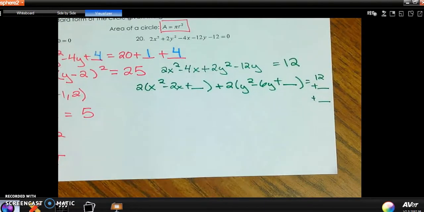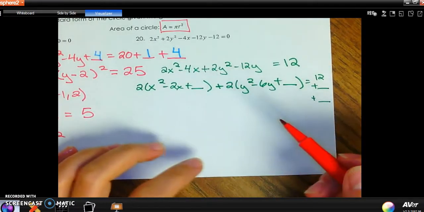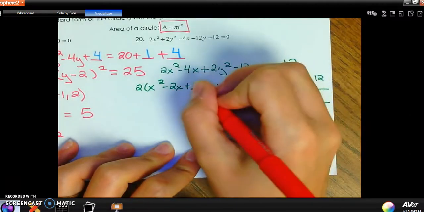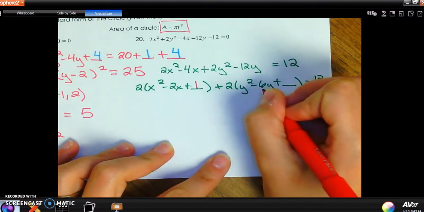Sorry, I kind of ran out of room. All right, so here we need to fill in the blanks. To fill in the blanks, it's the same way. You take this number, you cut it in half so you get a 1, and then you square it, and that's 1 again. To fill in this blank, you take this number, you cut it in half and get 3.